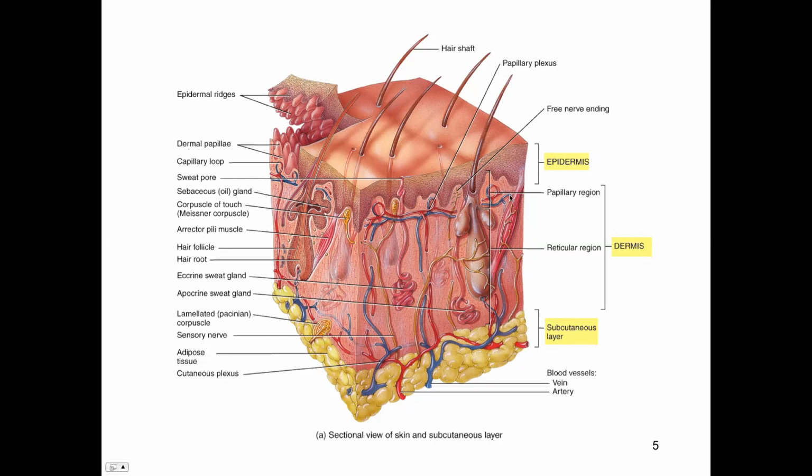But the skin proper is really just these 2 layers, the epidermis, so epi meaning outer or covering, right? And then the dermis, which is this layer here. So we're going to go through these different layers. And then, of course, you have your accessory structures, so hair, nails, and glands, and we're going to go over those as well.